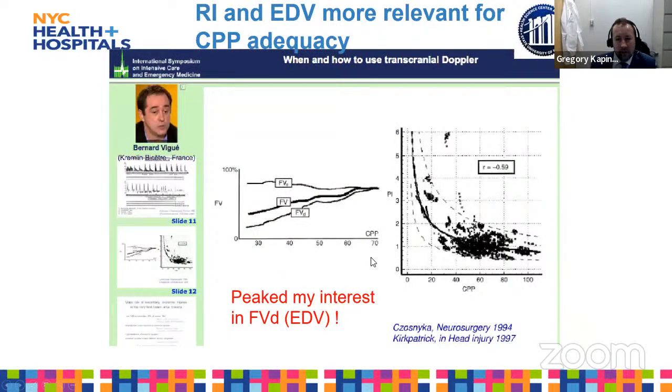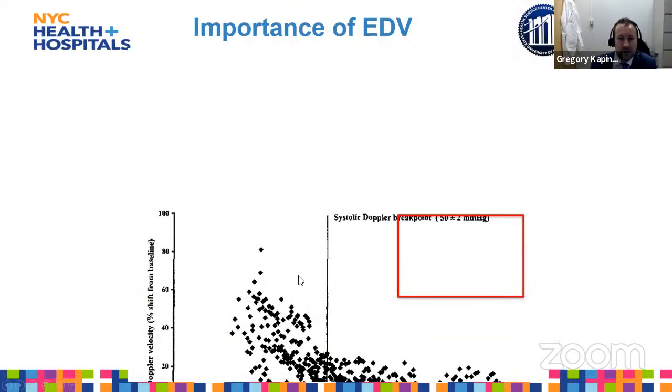Another paper that, going back into the 80s, that piqued my interest was the fact that everybody was saying the diastolic velocities are going down when your CPP goes down. And I was like, that's actually a slope that is more sensitive than what the mean flow velocities will tell us. Chosnica, Kirkpatrick, and others also have said that the diastolic velocity is going down is the problem.